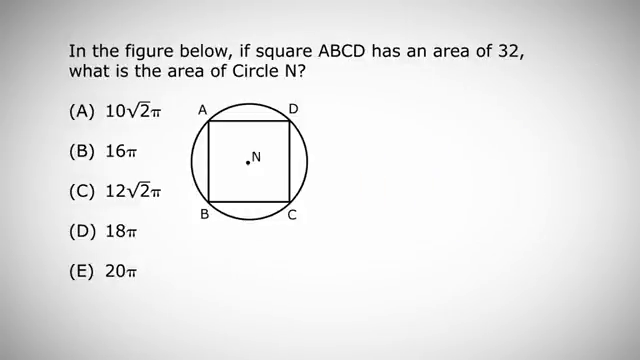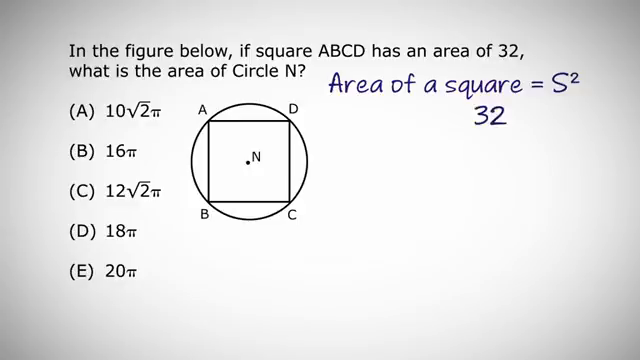Let's try an in-format problem now. In this figure, if square ABCD has an area of 32, what is the area of circle N? Well, we know that this figure inscribed in the circle is a square. Since the area of the square is going to be the length of one of the sides squared, 32 equals S squared, where S is one of the sides of the square. And therefore, S equals the square root of 32, which simplifies to 4 radical 2.